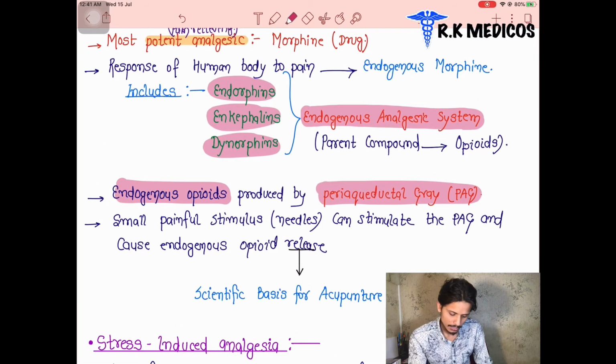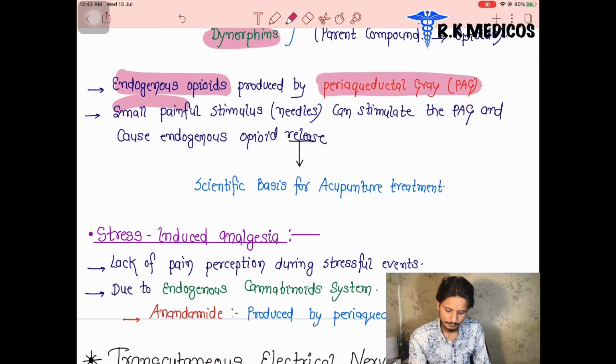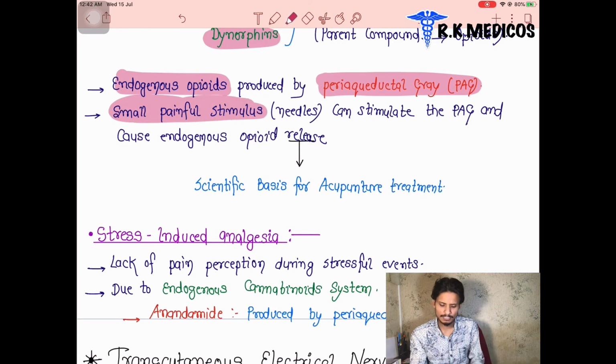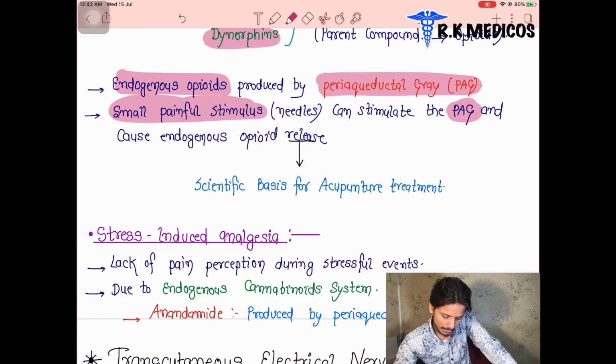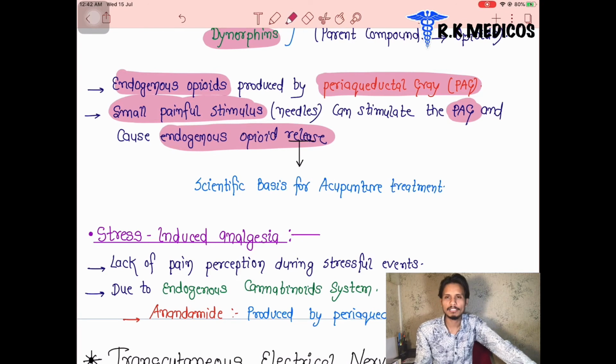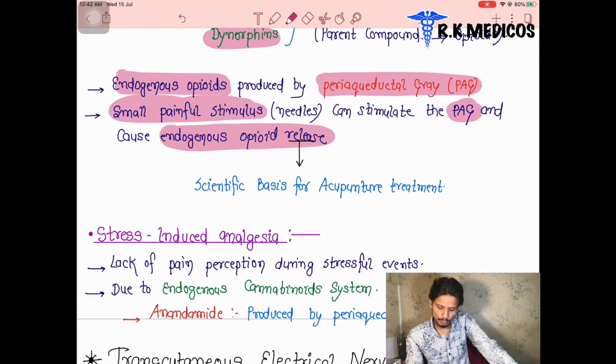Next, a small painful stimulus, like a needle touching our patient, can stimulate the PAG. When we prick a needle into a patient's body, it stimulates the periaqueductal gray matter, and this causes endogenous opioids to be released from the periaqueductal gray matter of the midbrain. So this is the treatment. This is the main way of treatment in a special type of medical field.